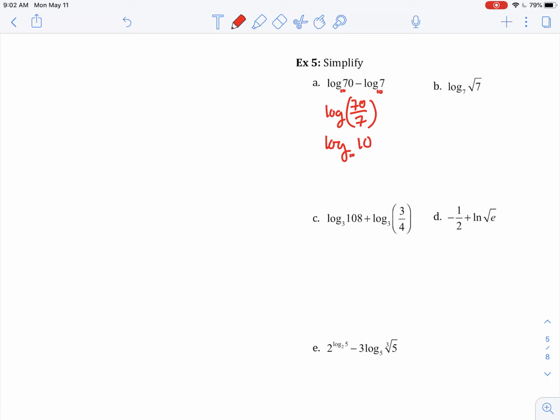And again, remember, base 10 is implied. So base 10 raised to what exponent gives us 10? And we know that is just 1. Okay.